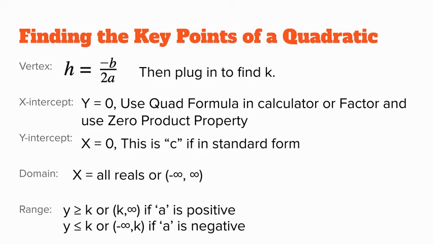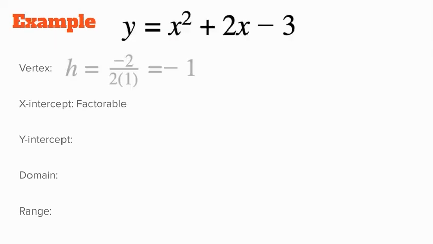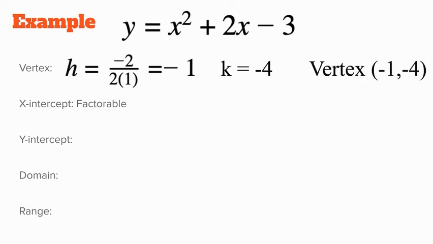So let's do one example together. We have y equals x squared plus 2x minus 3. So for the vertex, you can do the half square and subtract, or I can do the opposite of b over 2a. This does work even if your stretch factor is 1. And then my k value, when I plug -1 into the original equation, I get -4. So my vertex is at -1, -4. For my x-intercepts, since my equation is factorable, what multiplies to a -3 and adds to a +2, I'd get a +3 and a -1.